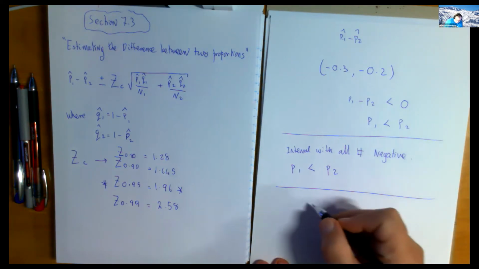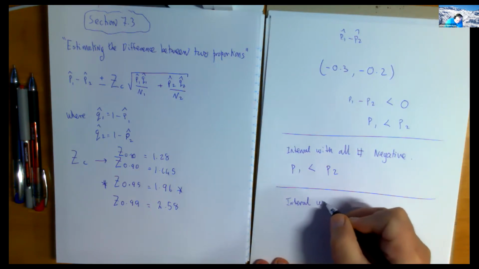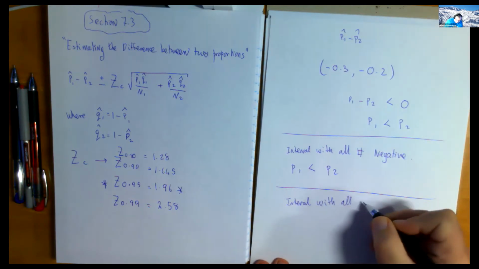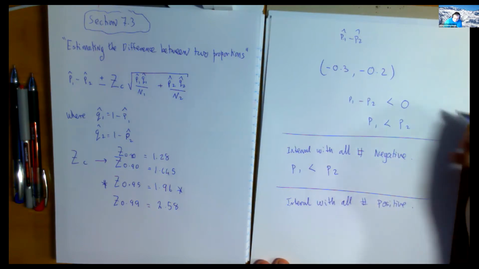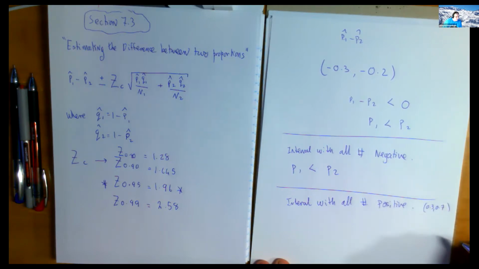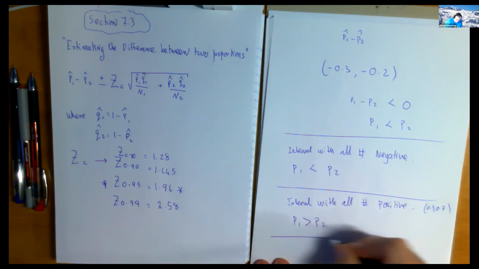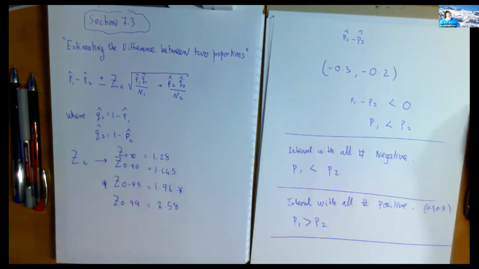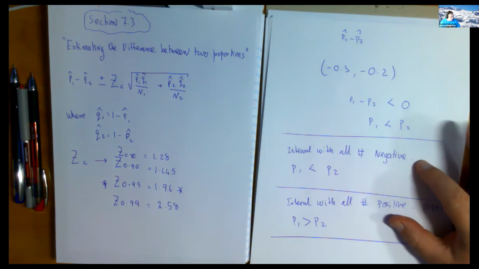Okay. Now, suppose the interval has all the numbers positive. So what would that look like? Imagine it was 0.3 to 0.7, all positive. Then doesn't that mean that P1 is bigger than P2? At least there's a lot of evidence to suggest that that's the case. Because there are going to be some questions where they talk about this, and so we're kind of covered.